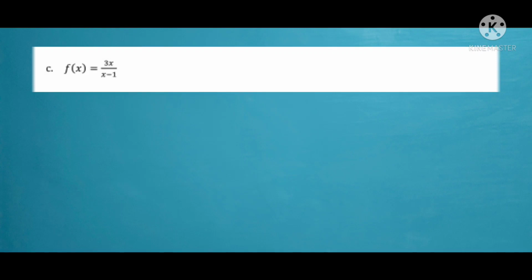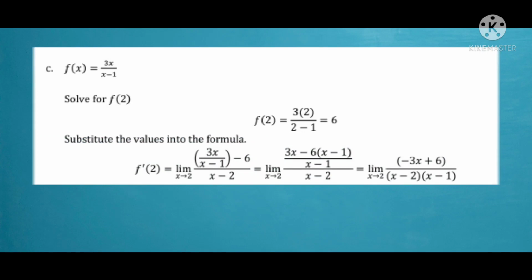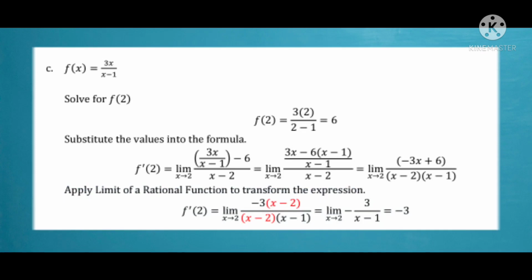Rational function this time. Solving for f of 2, we get 6. Substituting the known values doon sa ating formula, this is what we will get. Then pag finactorize natin yung numerator, may makikita tayong common factor, which is x minus 2. Ika-cancel natin yon, and then we will apply direct substitution. Our derivative here is negative 3.